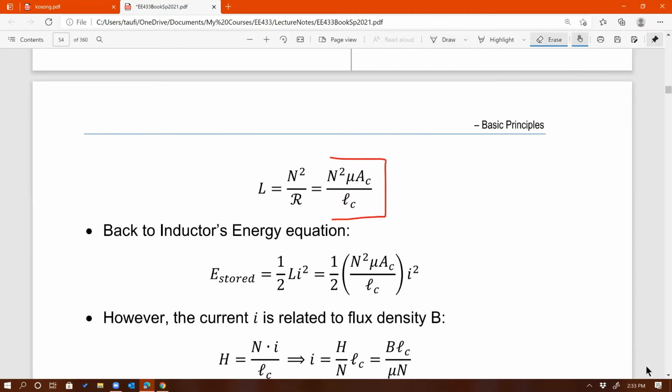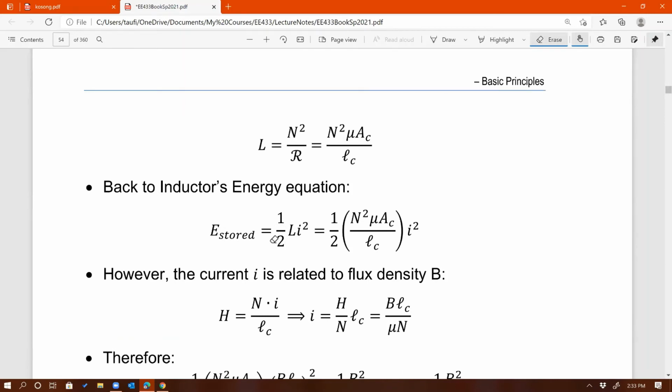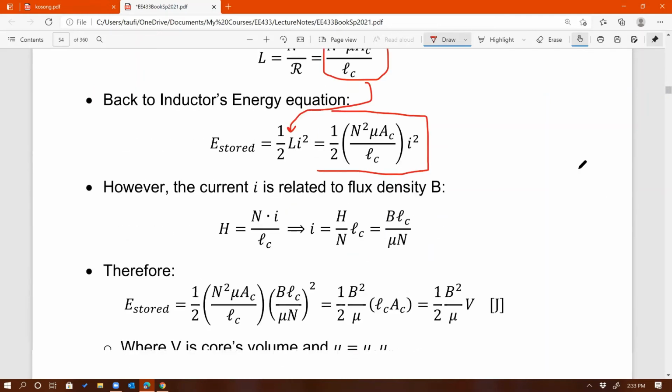But back to the inductance equation, the energy, right? Energy stored in the inductor is equal to 1/2 L i squared, right? And then now that I derived that L equation, I'm just going to plug that in right there. And what do I get? I get this equation right here. Yes? Please double check the algebra. Okay? I might have a typo, but I think it's correct so far.